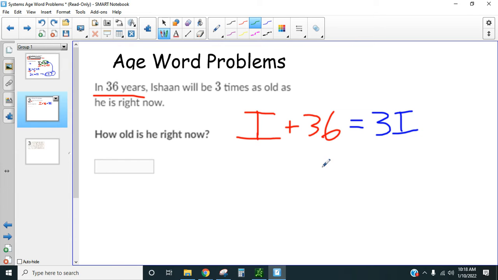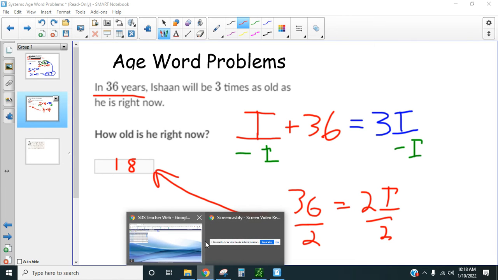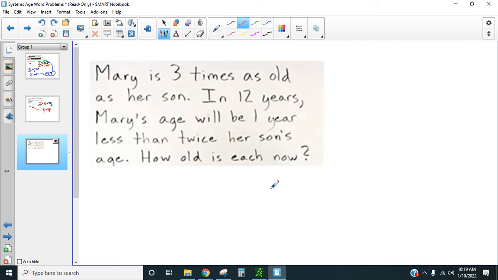So if I'm solving this situation here, I do this minus I. You get 36 equals 2i. So what's I? Yep. Divide by 2, divide by 2. 36 divided by 2. He's 18. Yeah. Okay, so try that one.